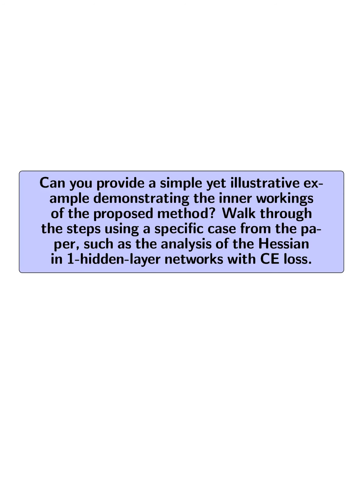Can you provide a simple yet illustrative example demonstrating the inner workings of the proposed method? Walk through the steps using a specific case from the paper, such as the analysis of the Hessian in 1 hidden layer networks with CE loss.